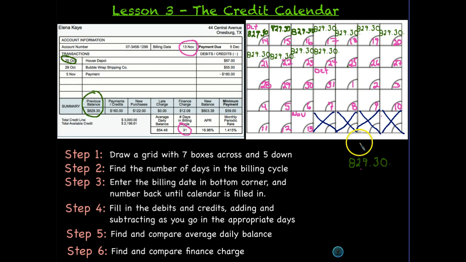because then on the 25th, I can see that I have a purchase of $67. So I will need to increase my balance $67. So I need to come up with a new balance. My new balance would then be $896.30. And that's what I will continue to write in here until I get to the 29th, right here, on which I have another purchase. So I am going to write $896.30 in each of these squares until I get to the 29th.